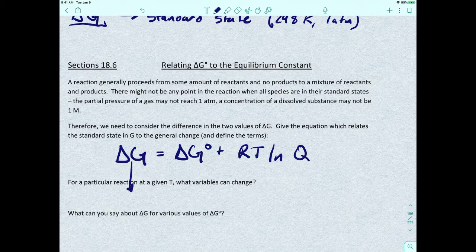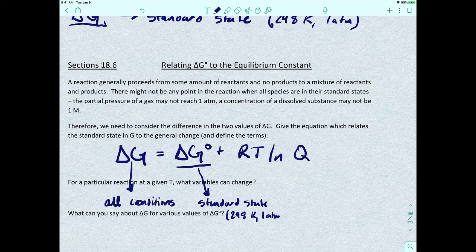So delta G, that's going to be the delta G at all conditions. So it doesn't matter the pressure, doesn't matter the temperature. That's our delta G value. Now delta G naught, this is only for standard state. And again, standard state, 298 K, 1 atmosphere. R, that's going to be the universal gas constant. And remember, that's 8.314 joules per K mole.